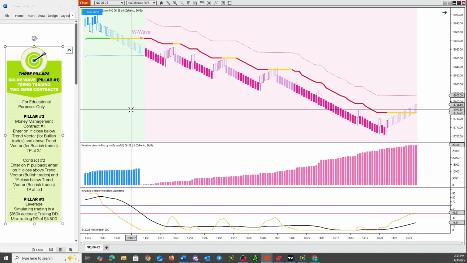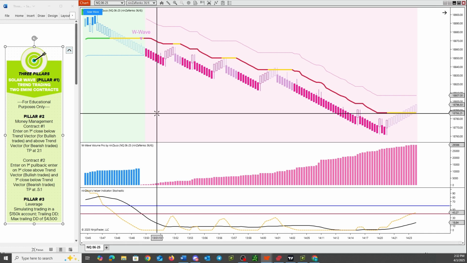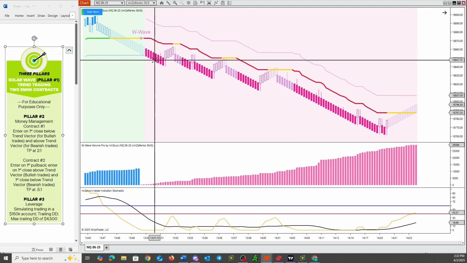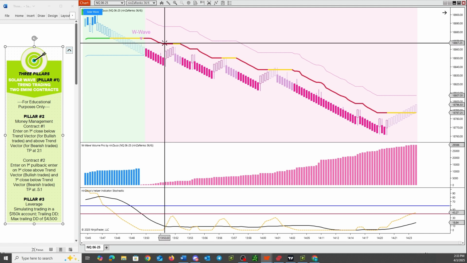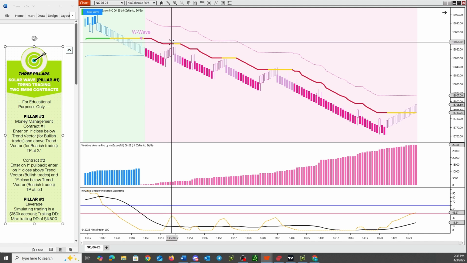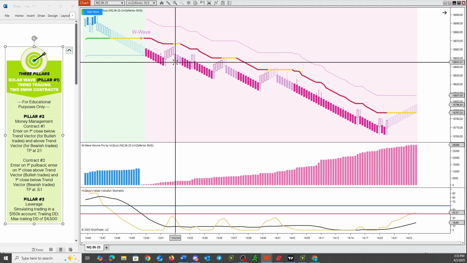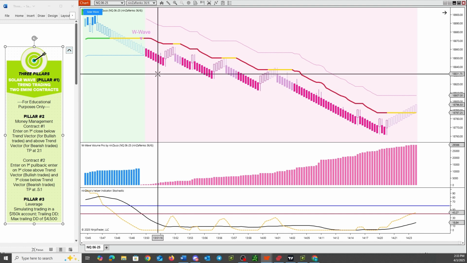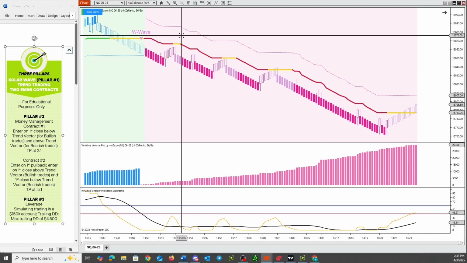Pillar two, money management. What we're going to do is we're going to be trading two contracts, and the first entry is, we'll use this as an example. First entry would be a sell limit right there on the trend vector line, and the second entry would be the close down on a bearish trend. So that's our two entries, and we'll try to get 5 points off of both of those methods there. Stop loss, you'll see that it's set for 75 ticks.